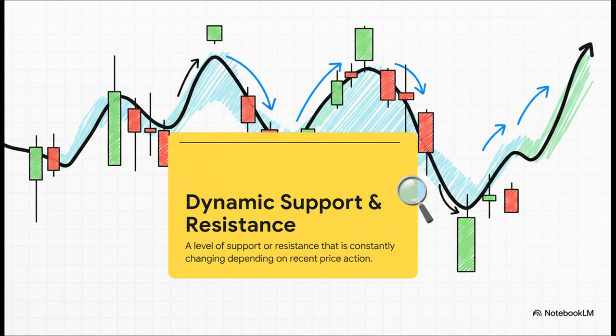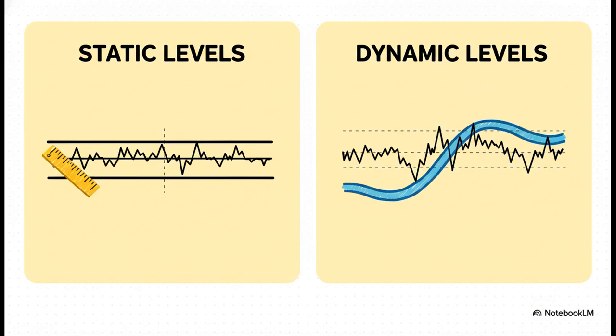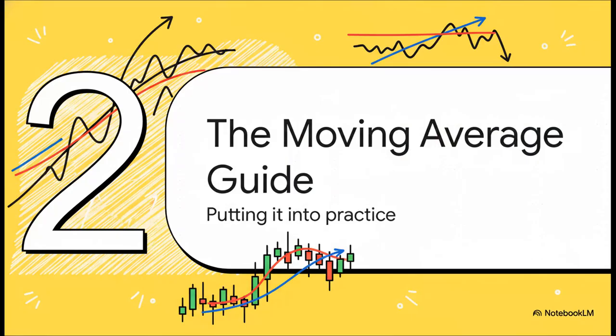And this slide just lays it all out perfectly, right? Over on the left, you've got your traditional static levels. You draw them once, and that's it. They're set in stone. But on the right, dynamic levels. See how they flow and curve right along with the trend? It's a totally different way of looking at your chart. Okay, so this all sounds great in theory, but how do we actually see these dynamic levels on our charts? Well, the tool for the job is probably one you already know and love, the good old moving average. Let's get practical and see how to use it.